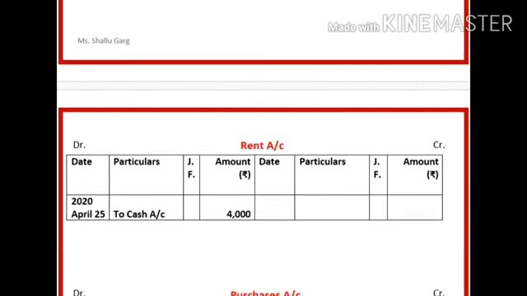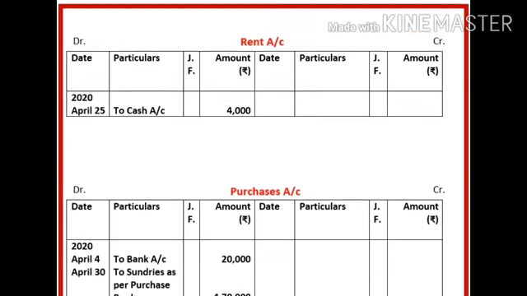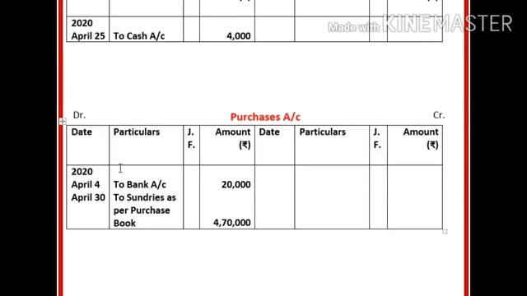Just take an example, rent account. Like we have written to cash account 4,000. We need not balance this account. Similarly, purchases account, sales accounts are there, like purchases. Here this is representing the cash purchase and this one is representing the credit purchase. But you need not balance this account. It will represent a total of rupees 4,90,000 debit balance.